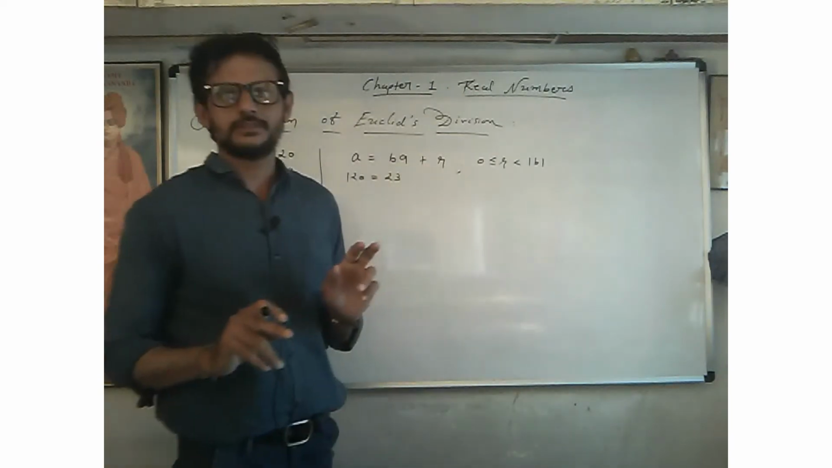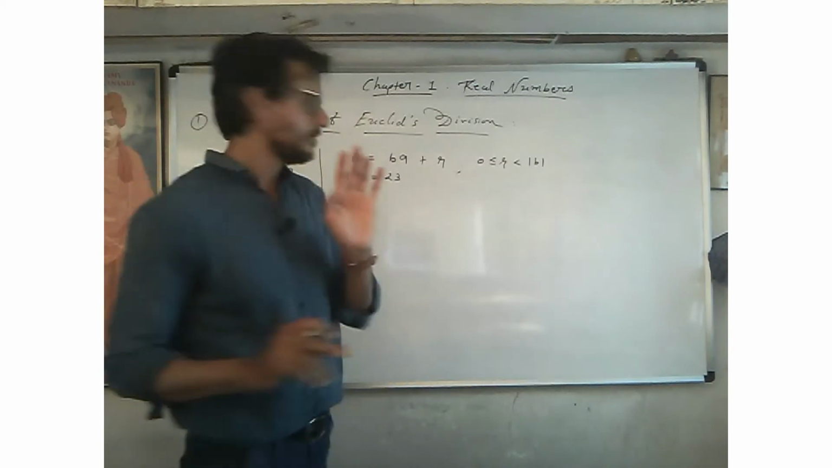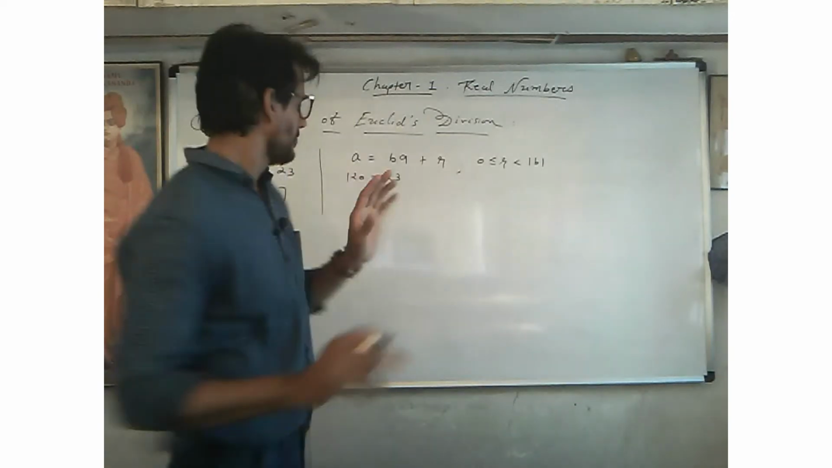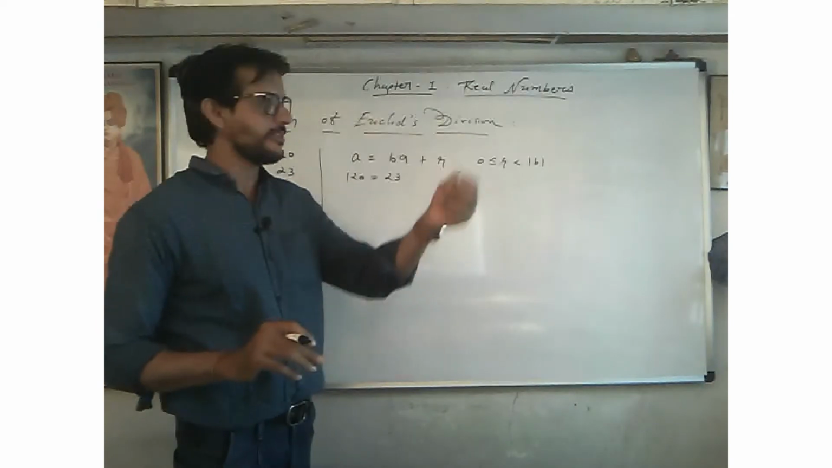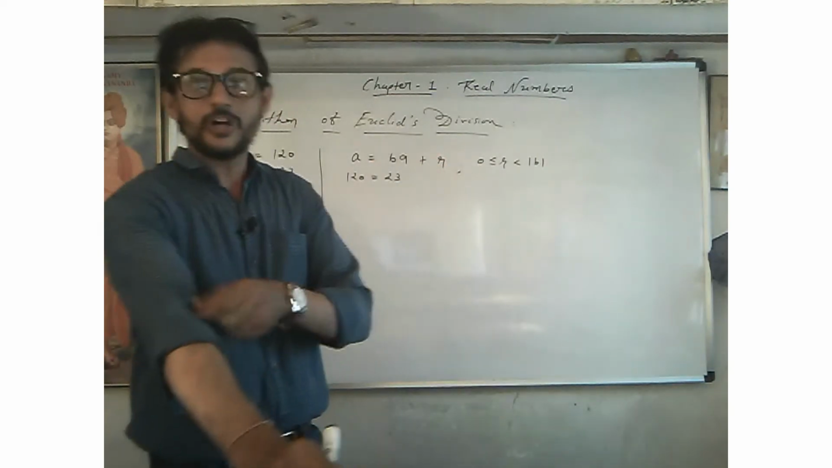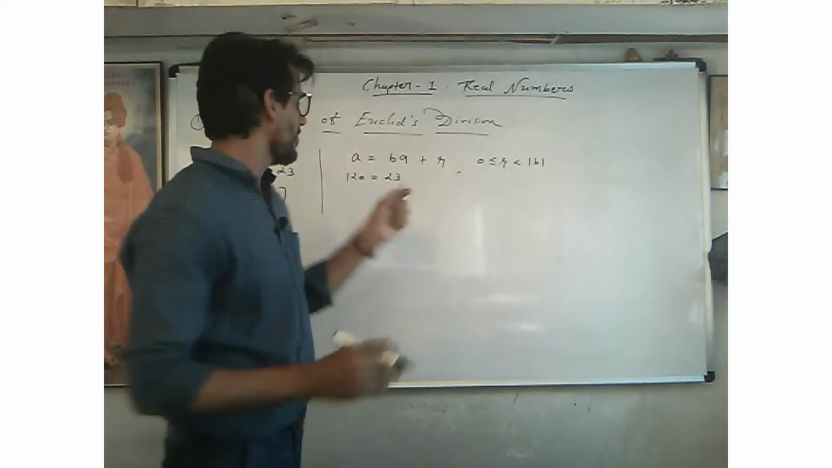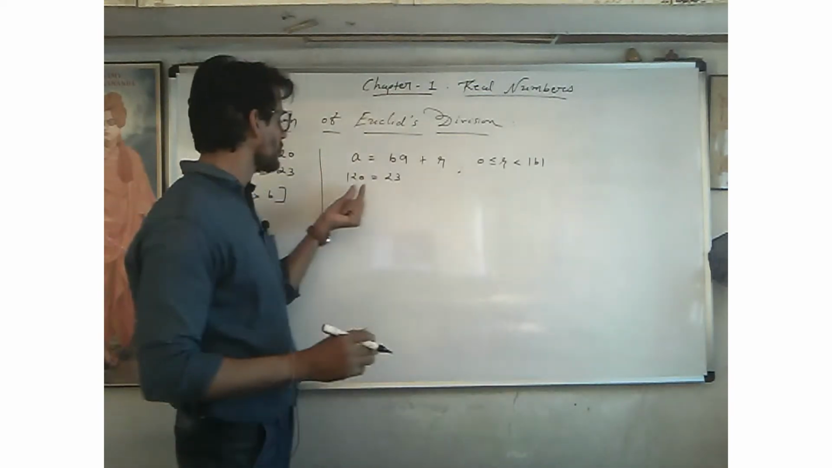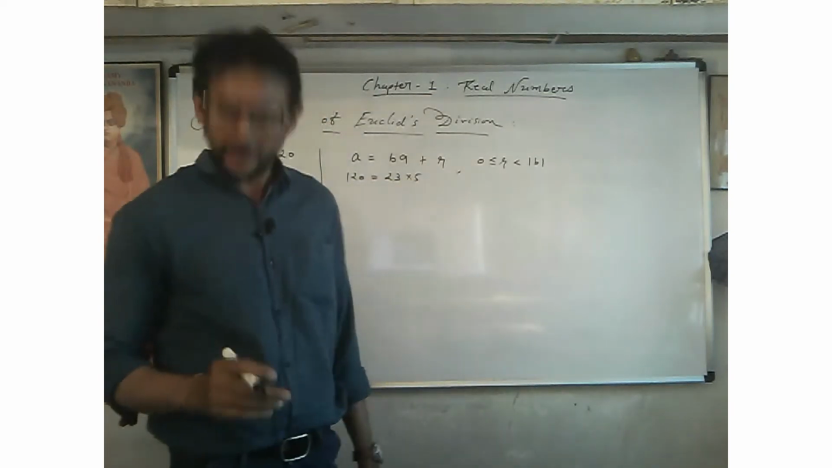Q and R are also integers, unique integers, remember. In these integers, you will put yourself, look over here. 120 is equal to 23. Now recall your table of 23. 23 1 is 23, 23 2 is 46, 23 3 is 69, 23 4 is 92, and 23 5 is 115. Okay, 115 is closer to 120. So 23 5 is 115.